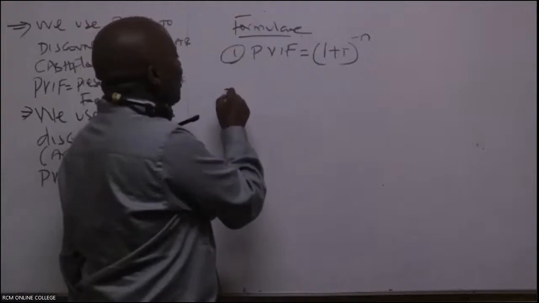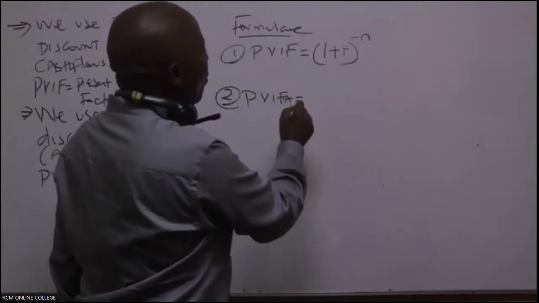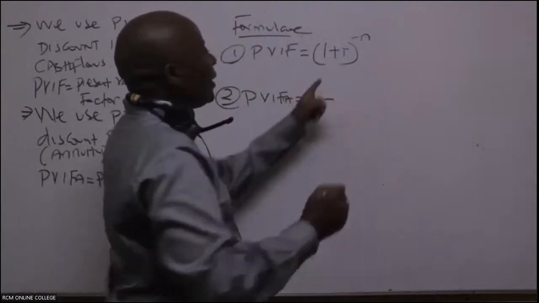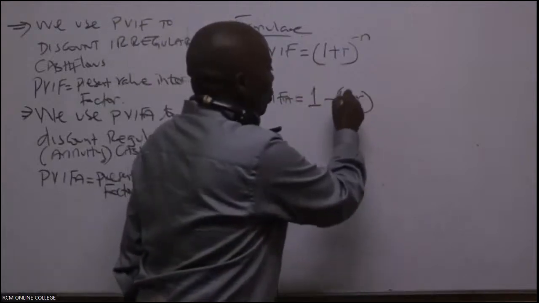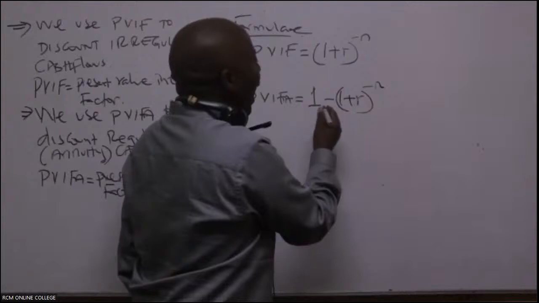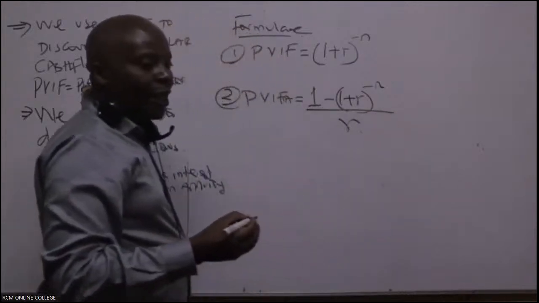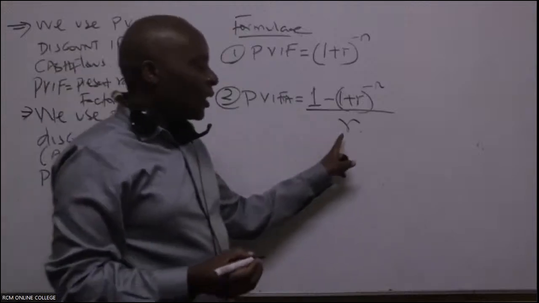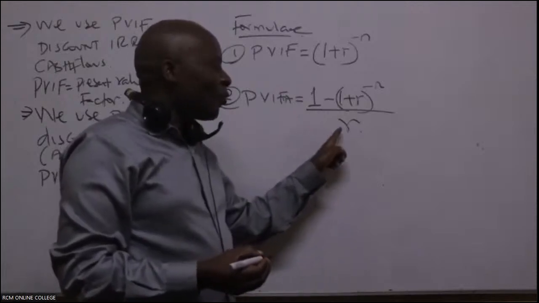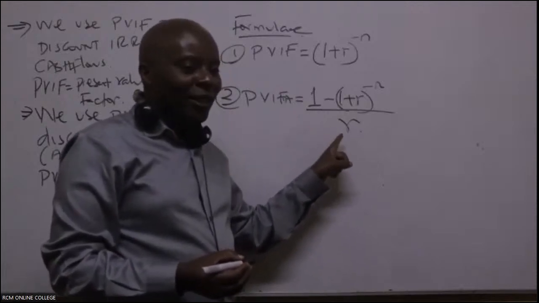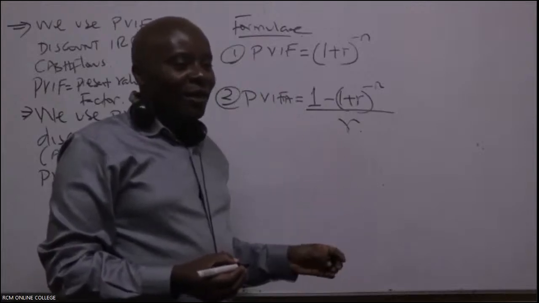And then anytime they want me to give them PVFA, how do I get it? We will always take 1 minus this formula, which is 1 plus r raised to negative n, and then everything is to be divided by r. Please write your r nicely. Don't try to copy my r. This is as a result of poor handwriting. Your r should be a normal r.